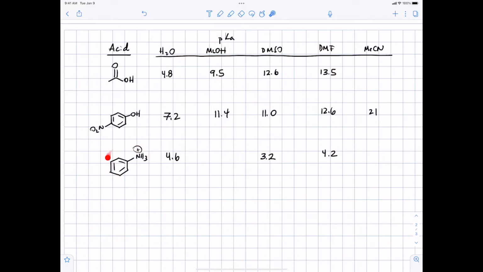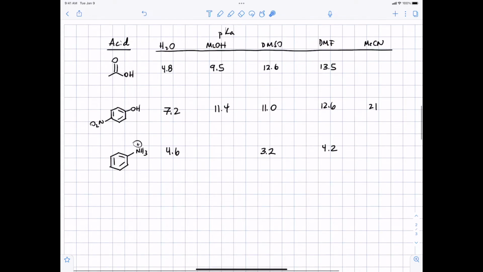the trend for cationic acids is the reverse of the trend for neutral acids, right? It's all about solvating ions. These neutral acids, when they lose a proton, become negatively charged. In contrast, this cationic acid is charged, and upon losing its proton, it becomes neutral, right? So it should be easier to go neutral in organic solvent. And that's why these pKa's in DMSO and DMF are a little bit lower than they are in water.